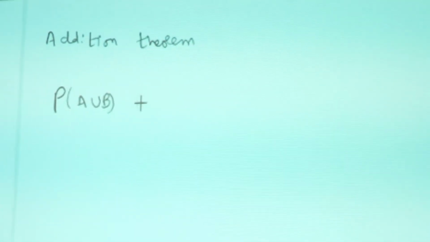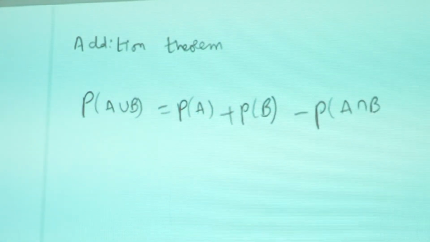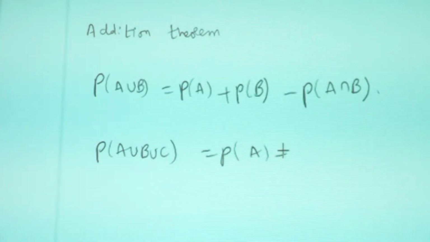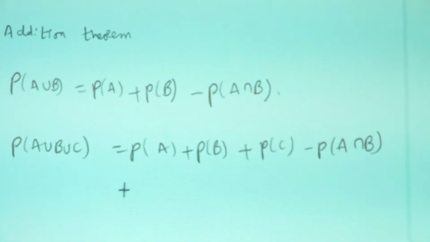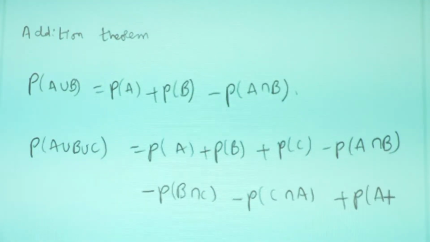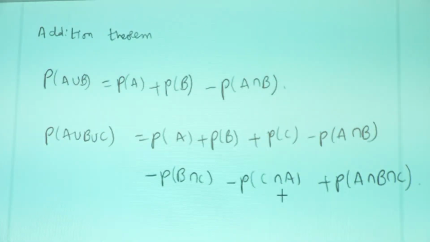Yes, then I am writing addition theorem also there. Addition theorem. P of A union B is equal to P of A plus P of B minus P of A intersection B. P of A union B union C is equal to P of A plus P of B plus P of C minus P of A intersection B minus P of B intersection C minus P of C intersection A plus P of A intersection B intersection C. So first we'll finish problems based on this, then I'll move on to conditional probabilities.